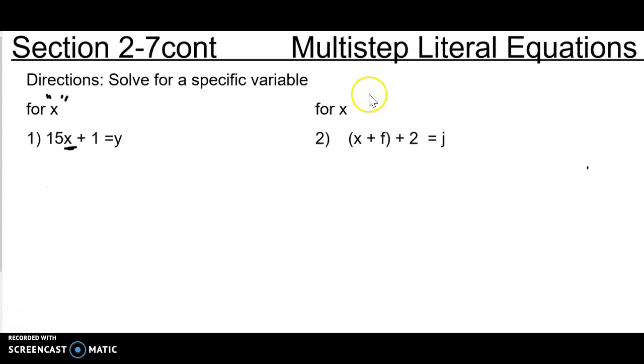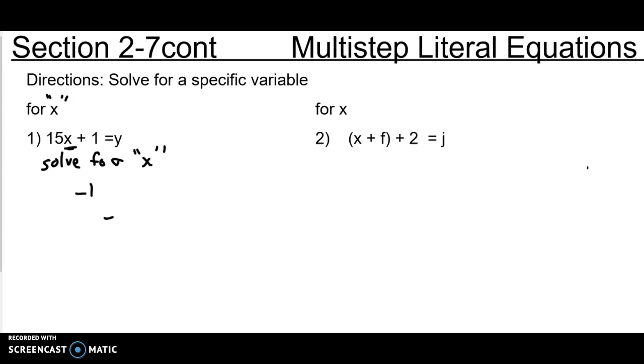In class, we're going to go over multi-step literal equations. So literal equations that take a little bit longer to do and have to be followed with steps. One thing I'm going to show you is the directions say solve for a specific variable. So there's an x and a y, but you only solve for the x. Sorry, in this case, solve for the x.